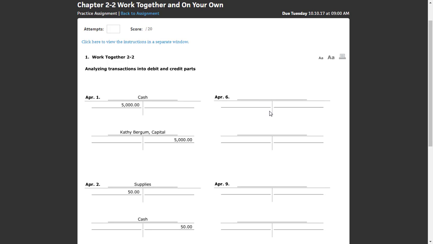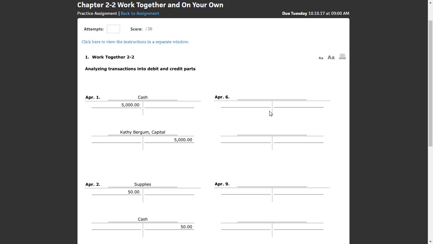April 6th. Bought supplies on account from Bale Supply, $100. What are my two accounts for this one? A type of account means its classification: asset, liability, or owner's equity. Assets. So what side of the accounting equation are they on? And its normal balance is debit. So supplies is an asset with a debit normal balance. Which one is going up? Supplies, or accounts payable Bale Supply?